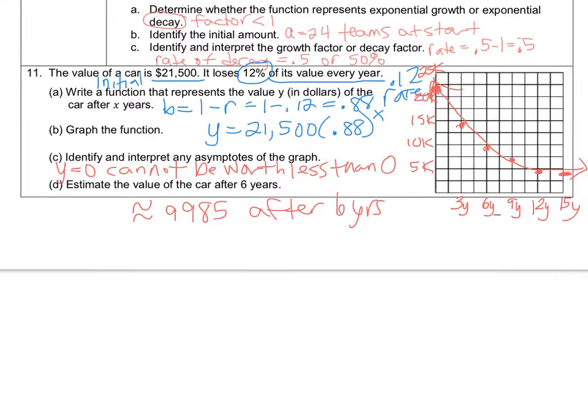Okay, so once you figured out that you're losing value, so you're decaying, and your rate of decay is 12%, that's your rate. To get your B value for your equation, it's 1 minus that rate. So your B value, your factor, is 0.88. And then when you're graphing it, I just went ahead and set mine up so that I could get the starting value and at least 15 years onto my graph. And I put it into the calculator to find out how much it was worth after 6 years, and rounded it up from there.